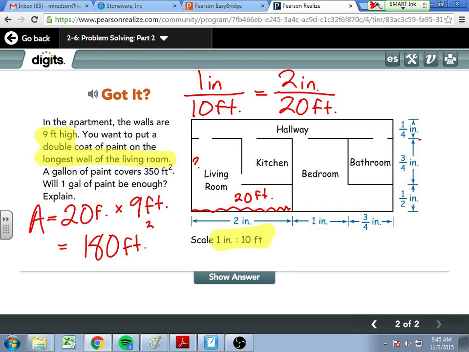But now if I want to paint a double coat on that wall, I would then have to take this and double it. So we're really going to paint 360 feet squared. Is it enough paint? No. However, it's so close, we could maybe make it work, but mathematically, no, it's not enough.